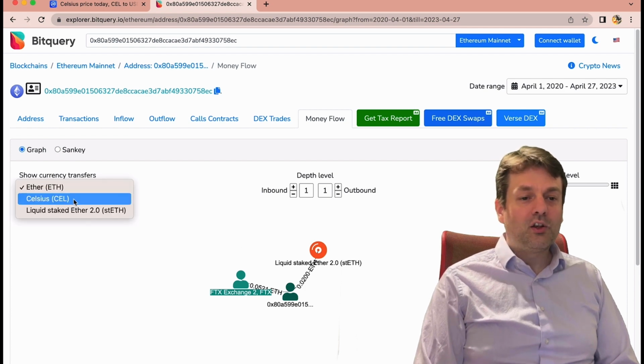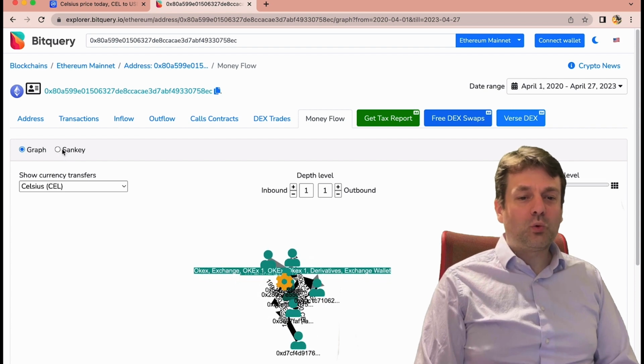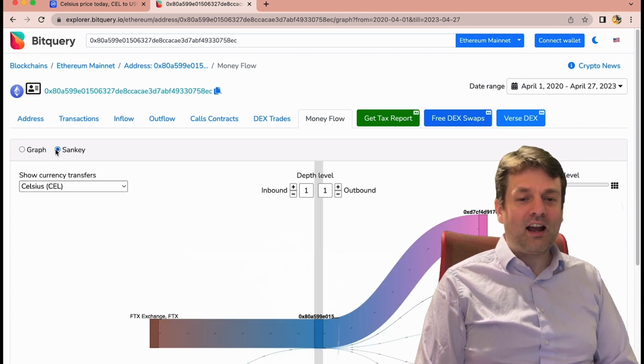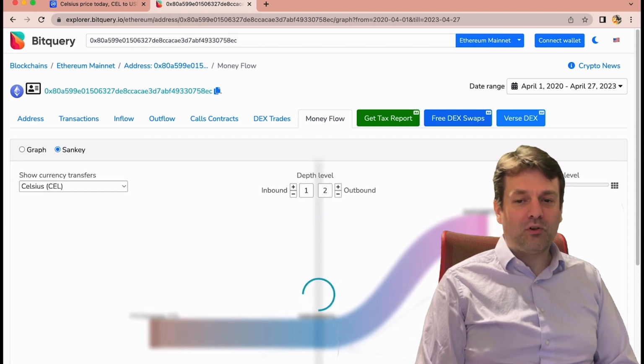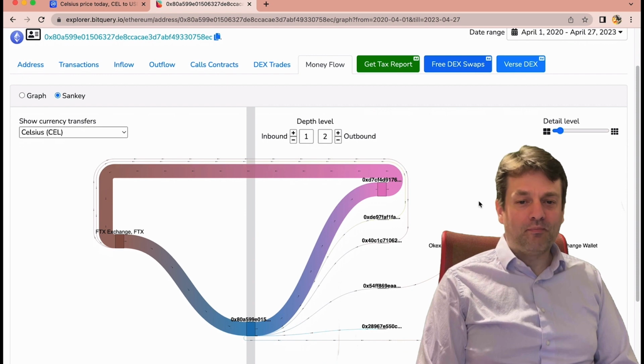We're going to first switch to look at Cell token instead of ETH. And we're going to switch to the Sankey diagram. And we're going to up the outbound to 2 levels. And now we should be seeing the same diagram.